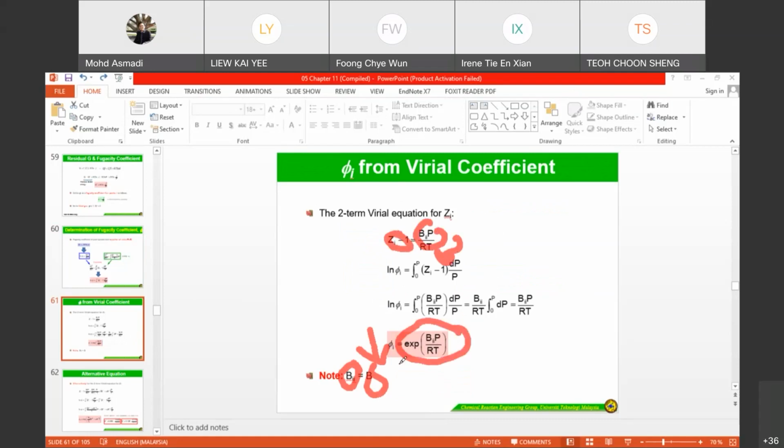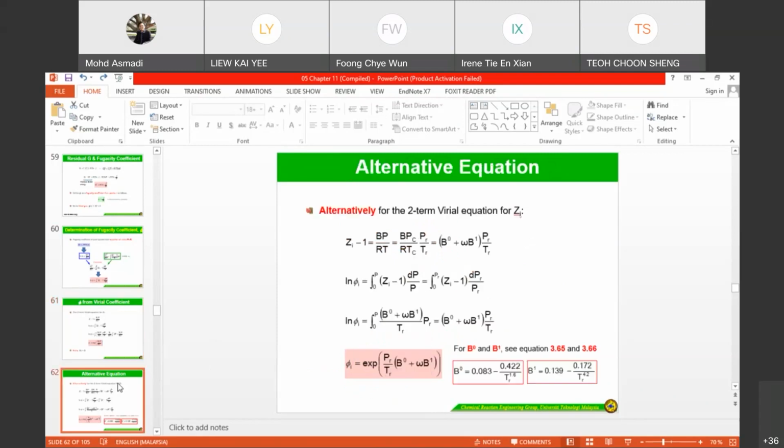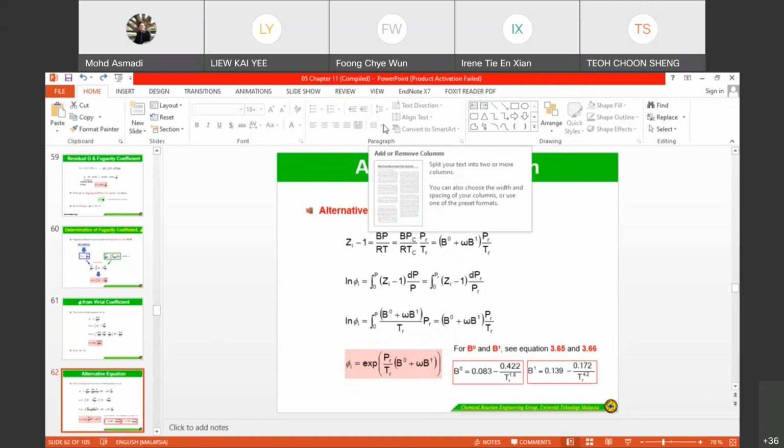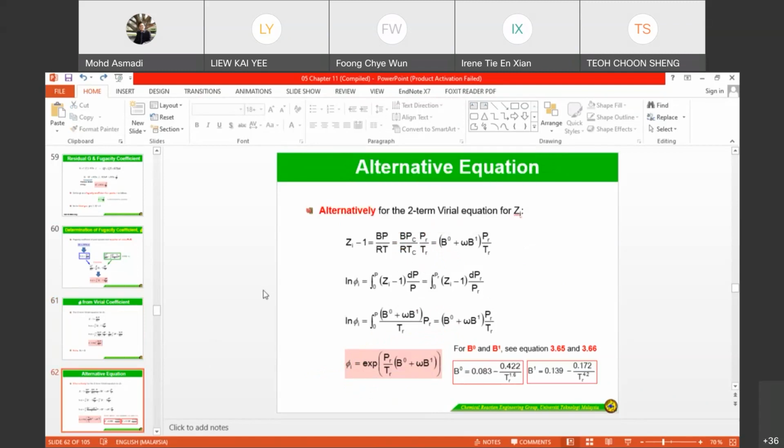So the problem is B, how to determine the B. Not all components have this constant at different pressures. So for the alternative, we can use, if you still remember, the general correlations.